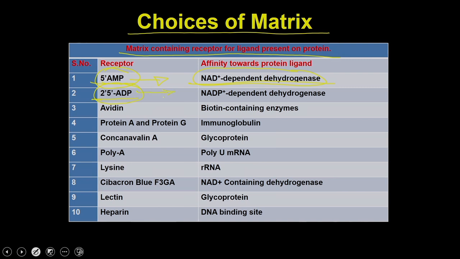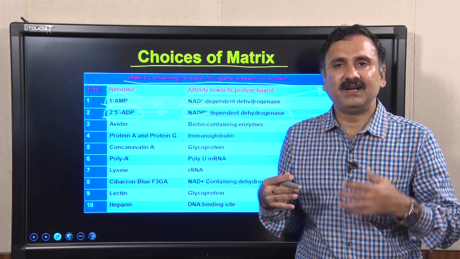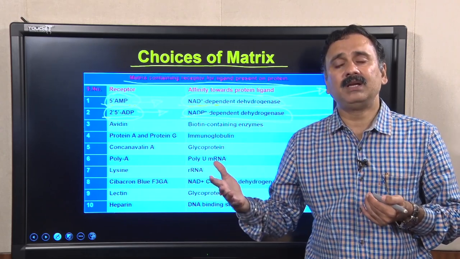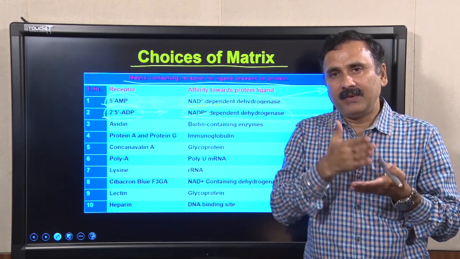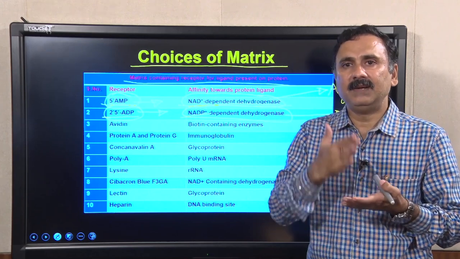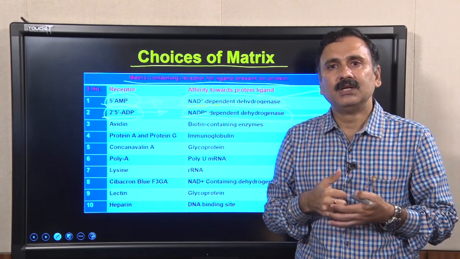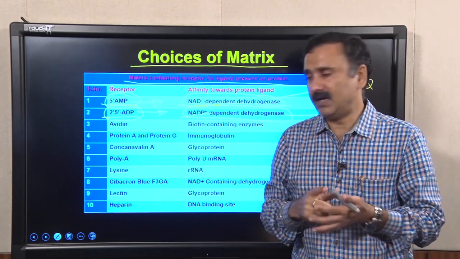If you use that as the receptor, then it is going to have affinity for the NAD plus dehydrogenases, which means this is going to allow you to purify the animal dehydrogenases, whereas this is going to allow you to purify the plant dehydrogenases. If you recall, plants contain NAD plus based dehydrogenases, which participate in photosynthesis and all other reactions happening within the chloroplast. Animals mostly contain dehydrogenases that are NADH dependent or NAD plus dependent.